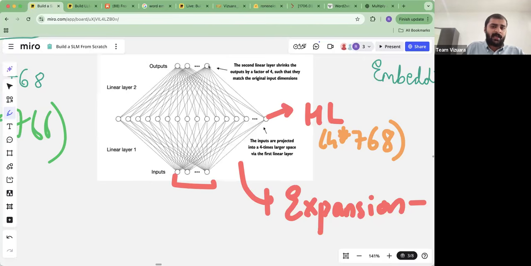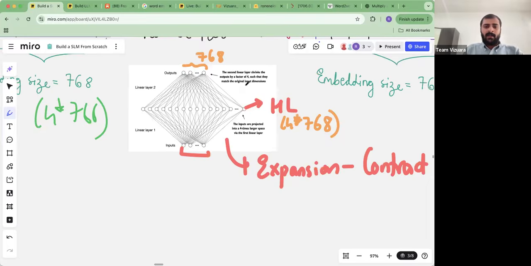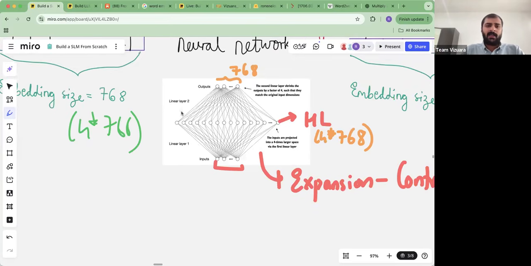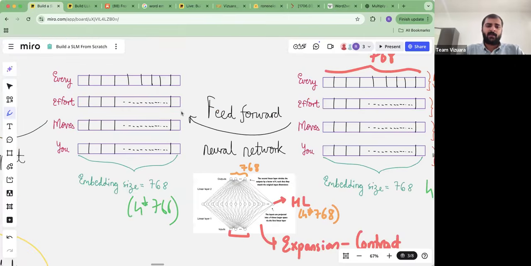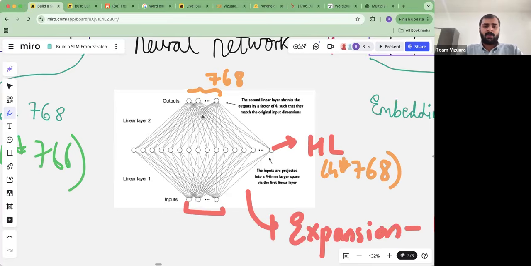And then there is a compression layer once more. The compression layer makes sure that the dimension is retained back to 768. So we have an expansion layer where we go from 768 to 4 times 768, and then a compression layer, which brings me back from 4 times 768 to 768. Right? And why do you think we have this expansion and contraction layer? What's the purpose of this neural network over here? Can someone try to think just from a purely intuitive perspective of neural networks?